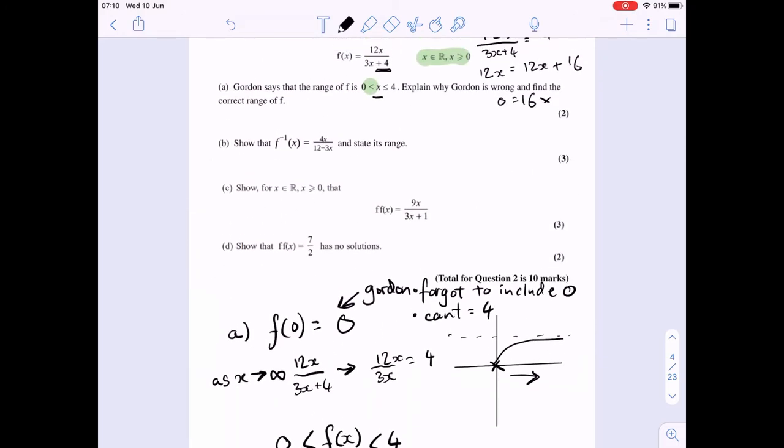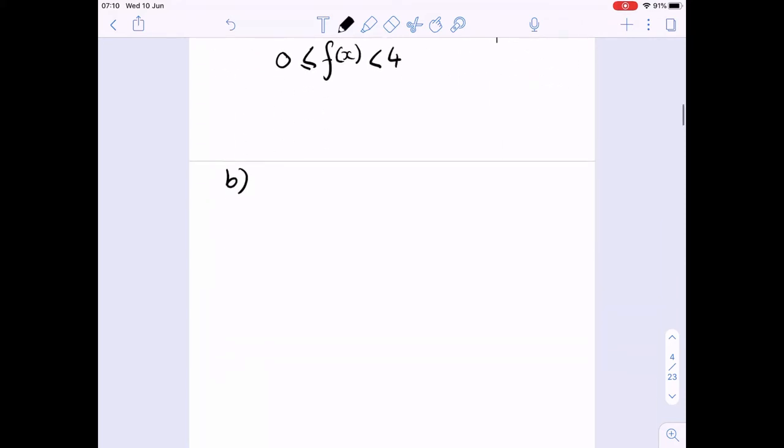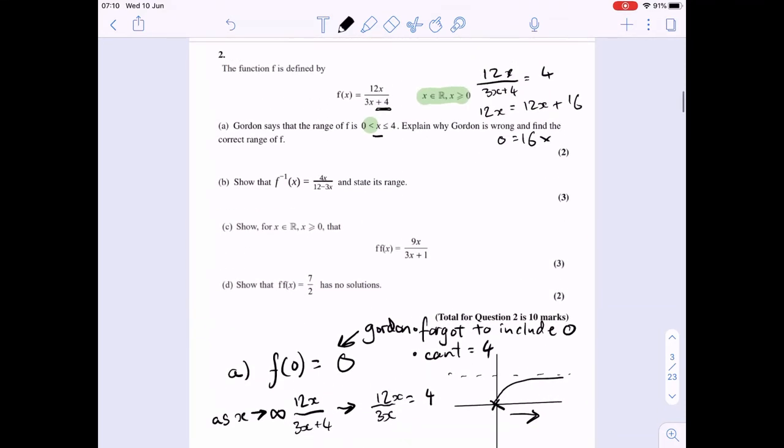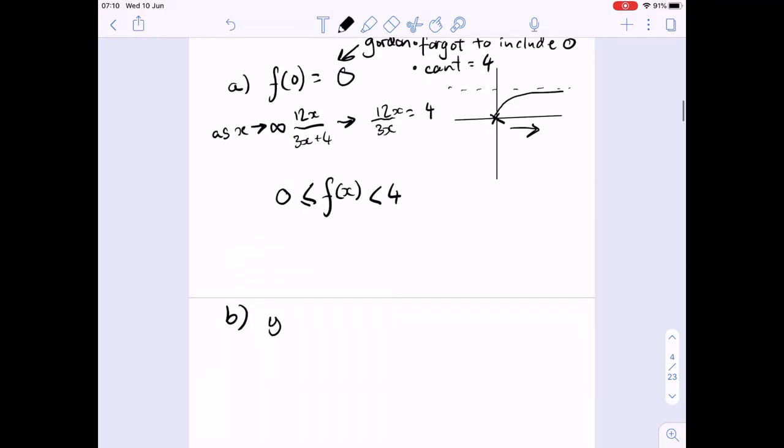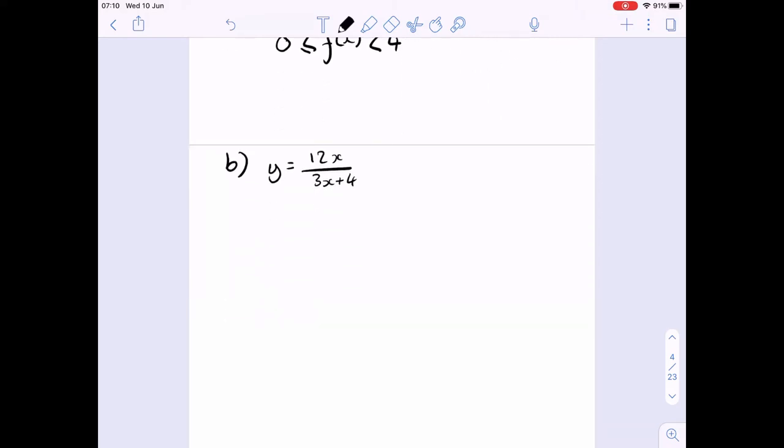Show that the inverse function is 4x over 12 minus 3x and state its range. Okay, this was generally answered quite well, but a lot of people forgot to state its range. So make sure you read the question carefully. So we start off by stating our original function with y's instead of x's. So let's say we've got y equals 12x over 3x plus 4.